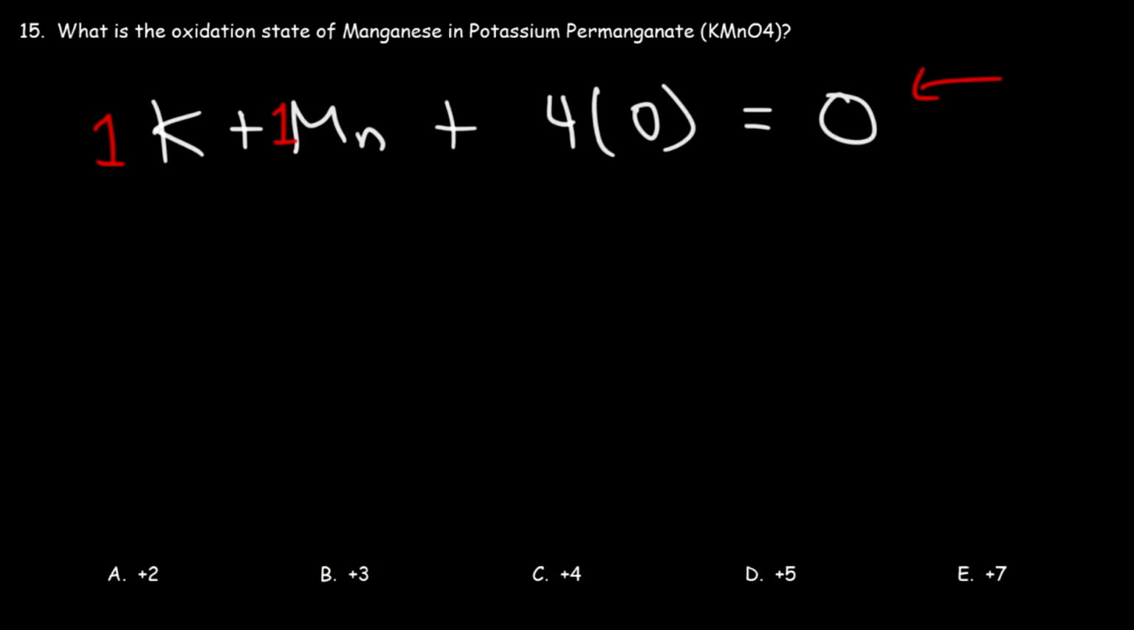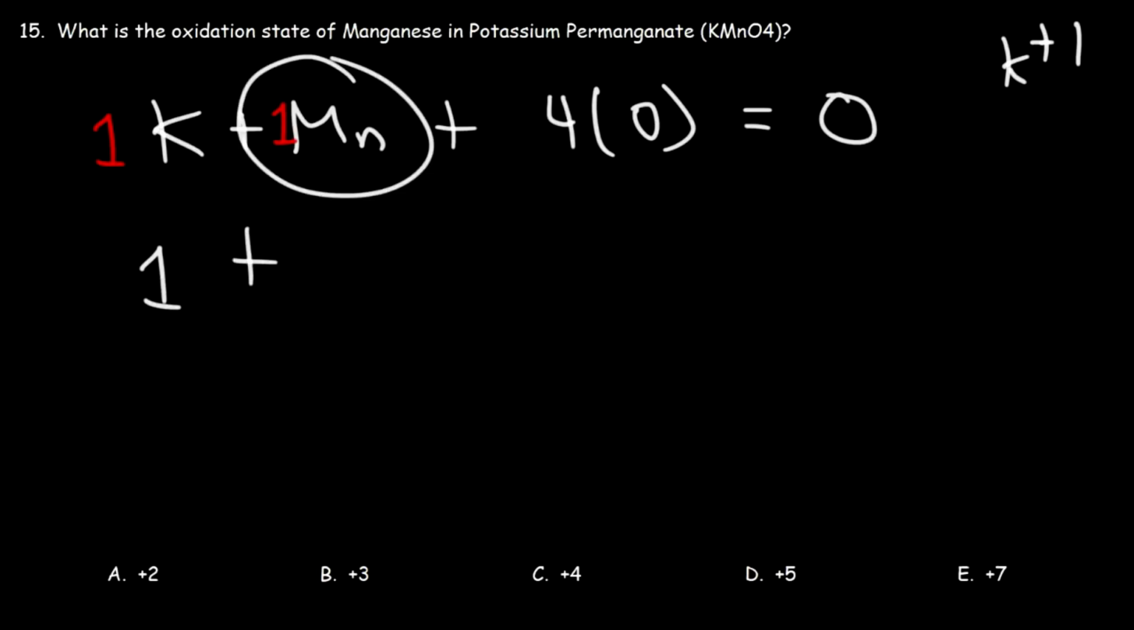Now potassium is an alkali metal with 1 valence electron, but in this compound it's an ion. It's an ion with a +1 charge. So whenever you see potassium in an ionic compound, the oxidation state will be +1. So we can replace K with 1. Our goal is to calculate the oxidation state of Mn. So let's replace that with X. Now what is the oxidation state of oxygen? Now this is a rule that you need to know.